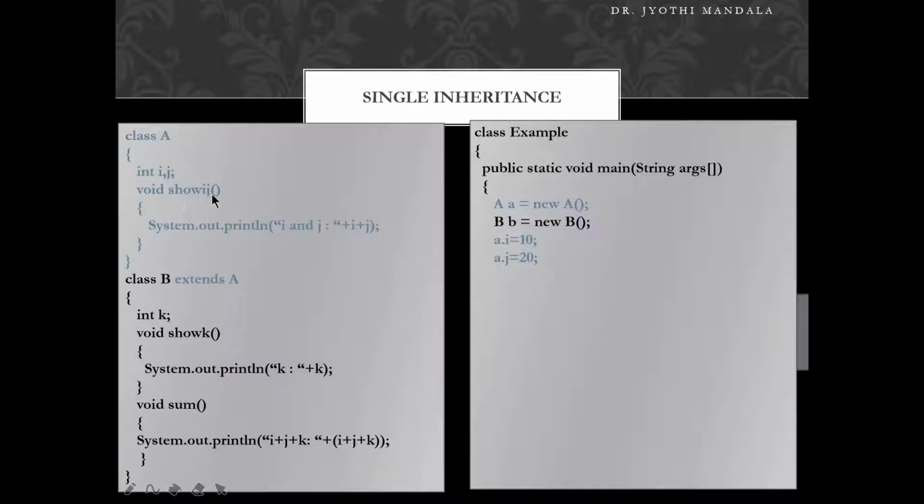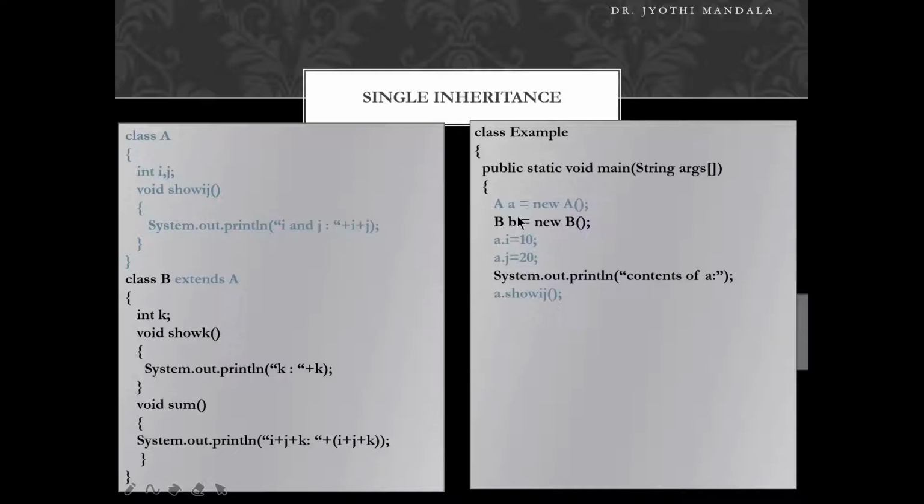If you want to call the showij method, you can simply call it using the object name dot showij. But remember, A cannot assign the value of k. Why? Because A is not extending B. That is not there. So a.k we can't write.